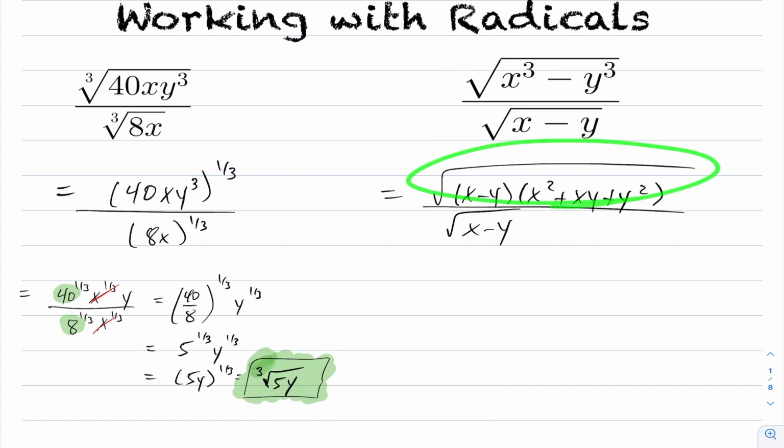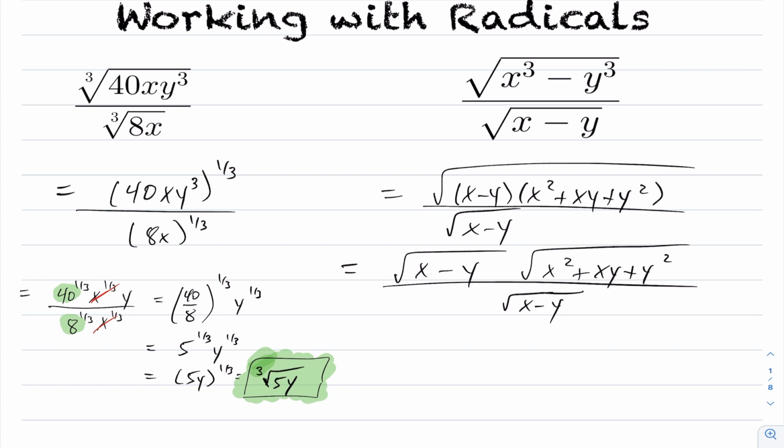I'm now going to separate the root. I'm going to write this as the root of x minus y times the root of x squared plus xy plus y squared. And you can see here by applying that root separately, we now have cancellation. And you can see here by separating those two, we have cancellation in the root of x minus y. And our final answer becomes the square root of x squared plus xy plus y squared.